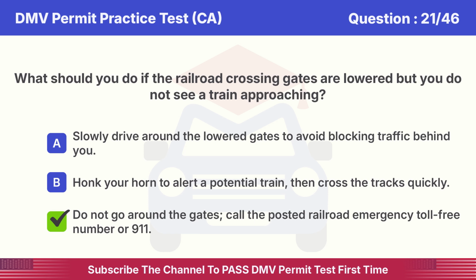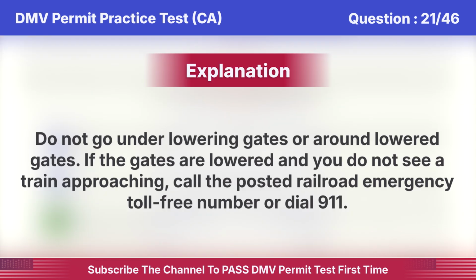Answer is C, do not go around the gates. Call the posted railroad emergency toll-free number or 911. Do not go under lowering gates or around lowered gates. If the gates are lowered and you do not see a train approaching, call the posted railroad emergency toll-free number or dial 911.